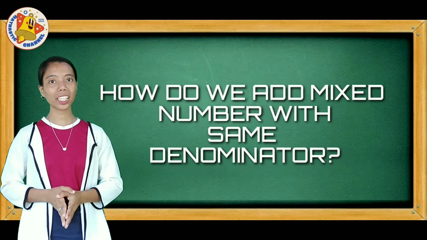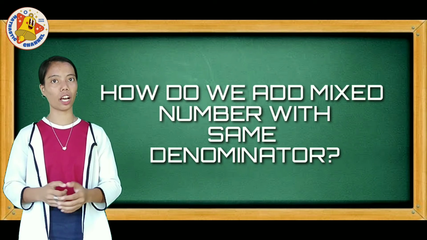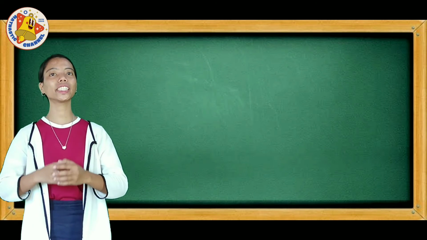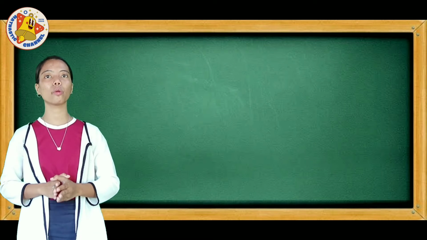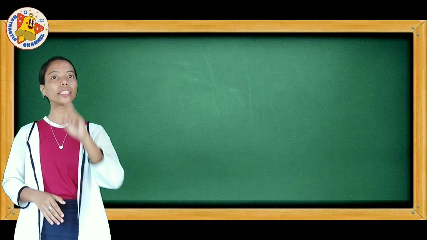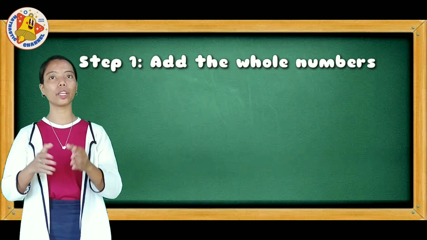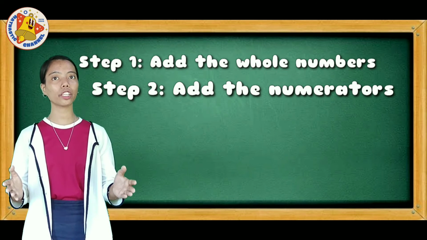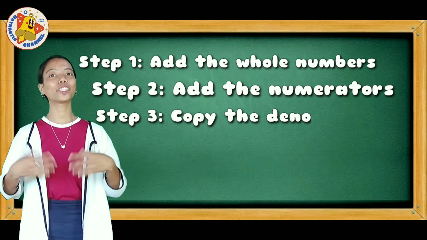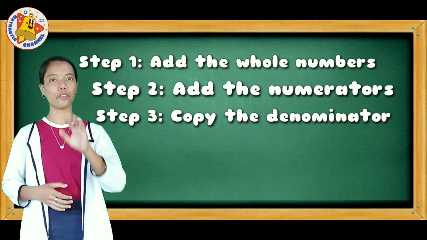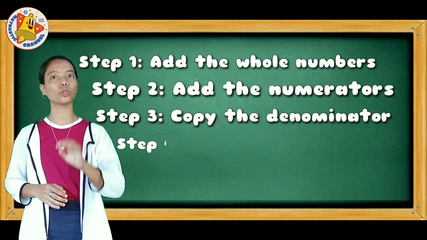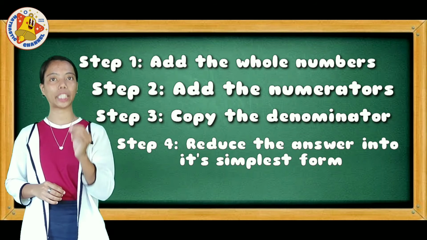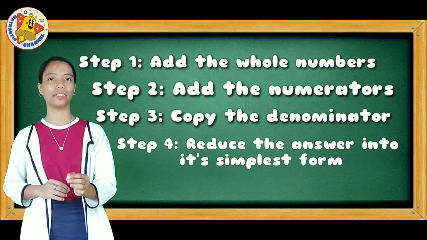How do we add mixed numbers with the same denominator? Here are the steps in adding mixed numbers with the same denominators. Step 1 is to add the whole numbers. Step 2 is to add the numerators. Step 3 is to copy the denominator. And finally, step 4 is to reduce the answer into its simplest form if possible.